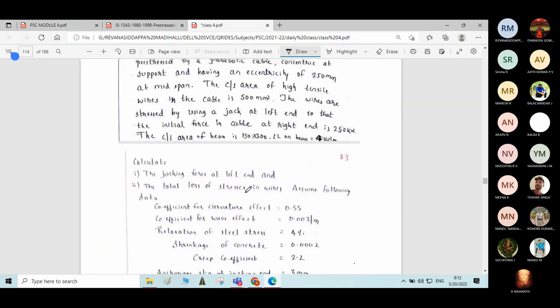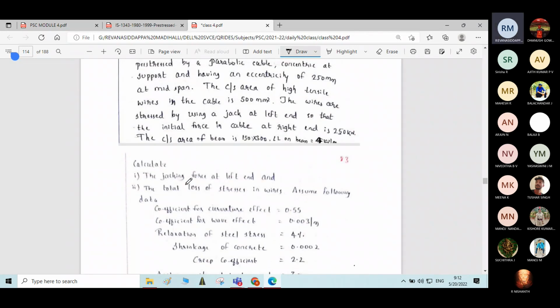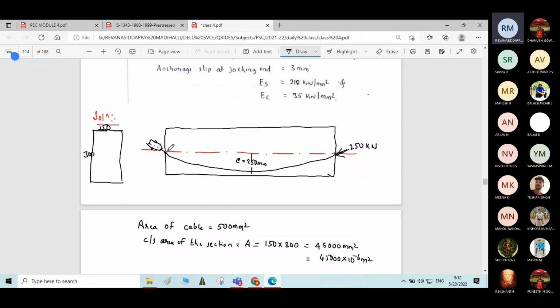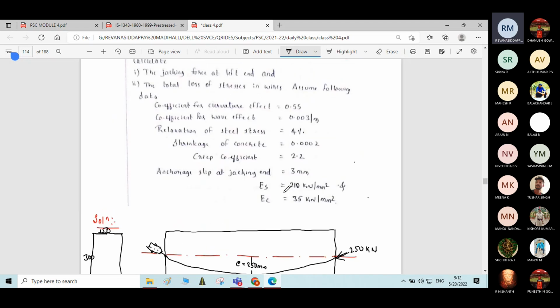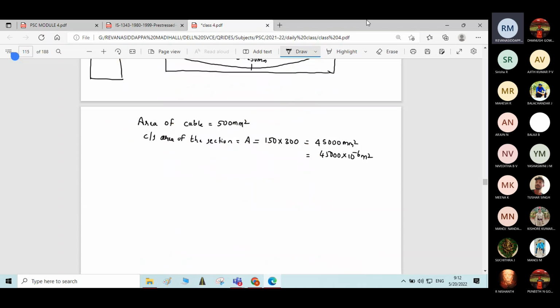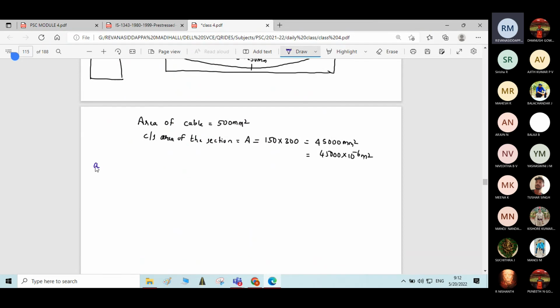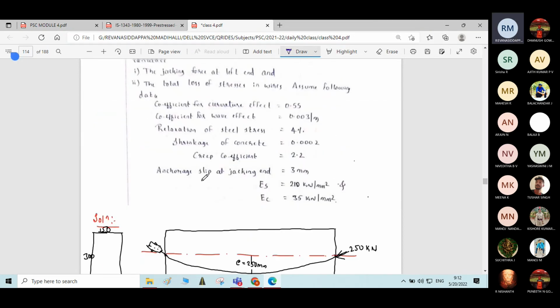Then calculate the jacking force required at the left end. So what is the question here? You have to calculate the jacking force required at the left end so that the pre-stressing force of 250 kilonewton is induced at the right end. That is the first question. First we'll solve question A, then we will move on to the next question.